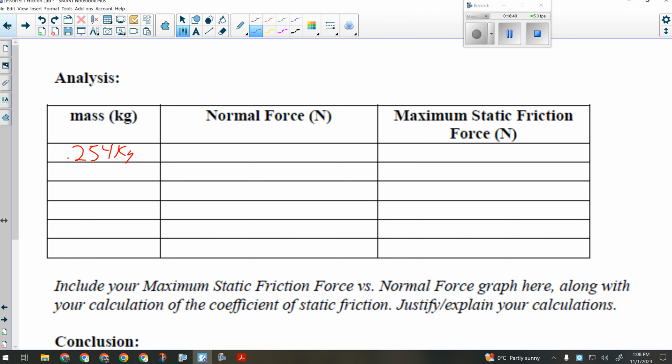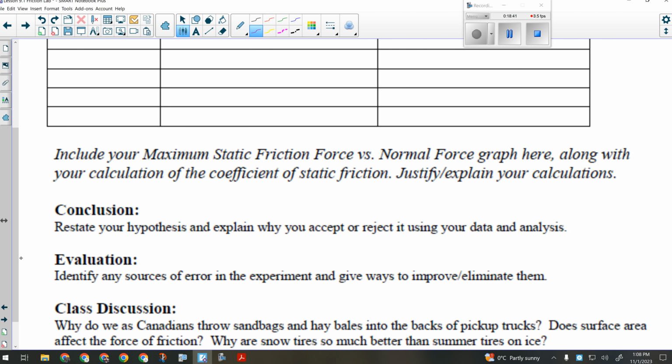For your conclusion, guys, same as always, copy paste your hypothesis. Was the relationship what you predicted? Were you able to calculate mu using the method you predicted? If not, what did you do instead? Accept, reject. And then sources of error. Think of a couple there, guys.